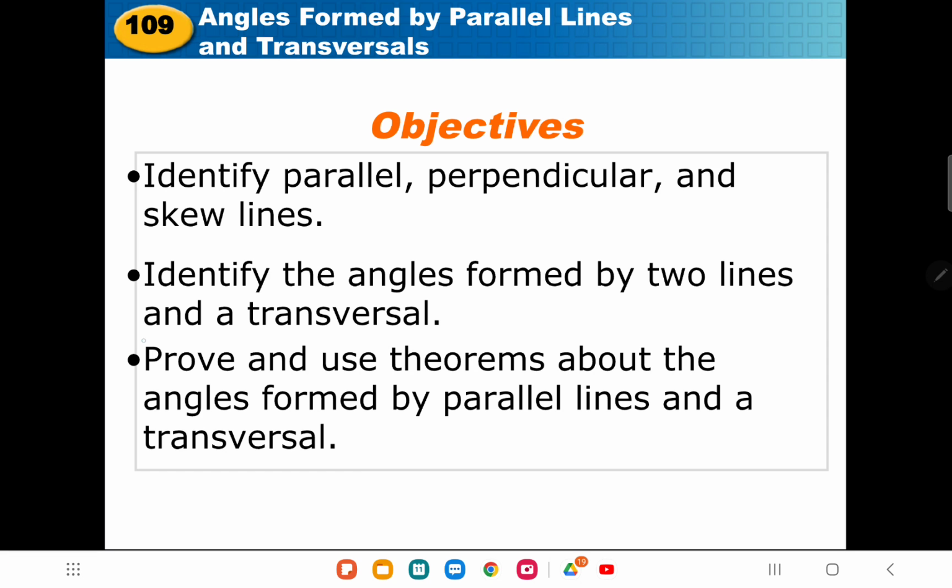This short video will deal with the first two objectives. A second video will deal with the third objective.